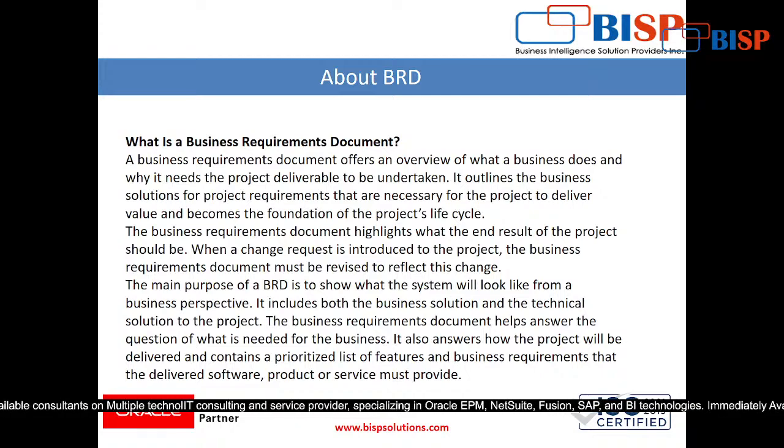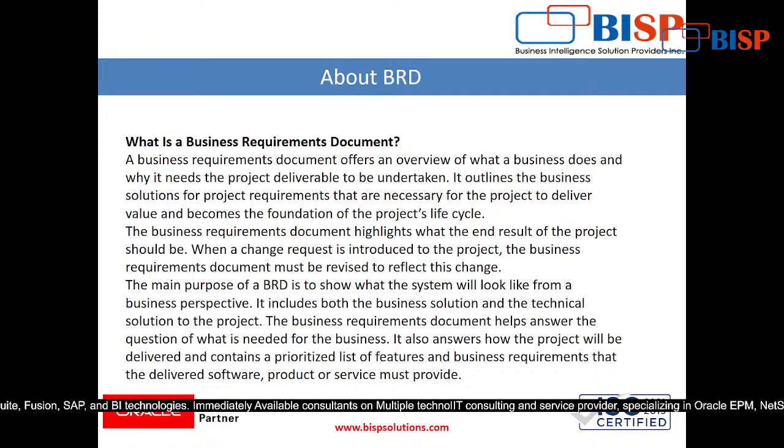When a change request is introduced to the project, the business requirement document must be revised to reflect these changes. For example, the company says that they want 2-level approvals in the sales order to cash cycle. After introducing this 2-level approval, we have to show how your business will behave, and display that in the document with the help of a flowchart showing how it will look.